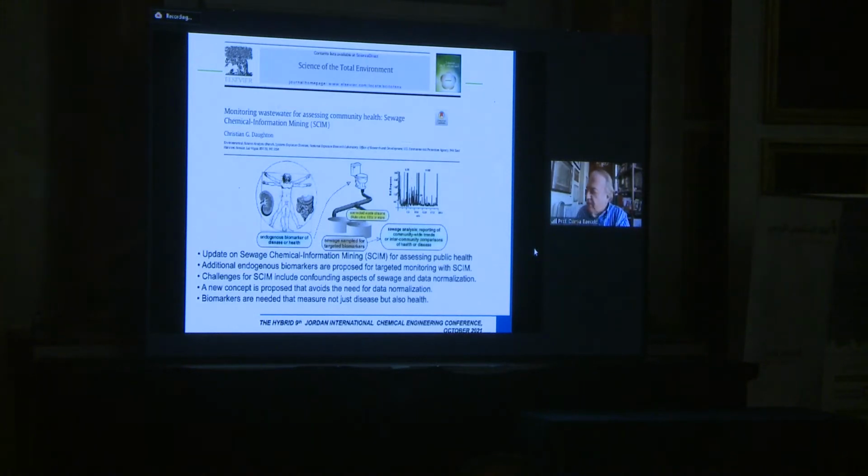My field is more pollutants, although I work a lot with engineers and have for many years. I am a chemist, but I am familiar with engineers. The situation is that in the sewage now you can find everything. This is from Christian Daughton, a friend of mine in the US who is now retired. He talked about the mining of chemical information. We get all the information from the sewage: from pills, everything goes to the toilet and everything goes to the treatment. Many times the treatment is incomplete, so we get this into the sewage.